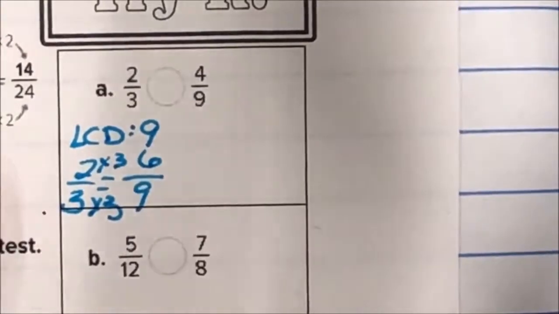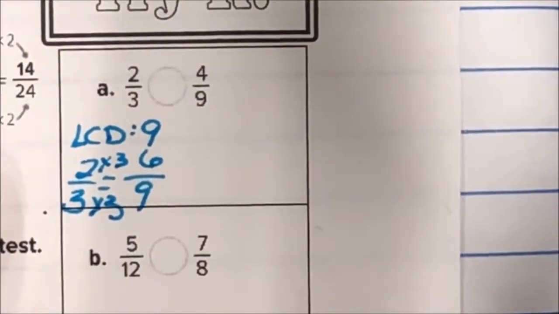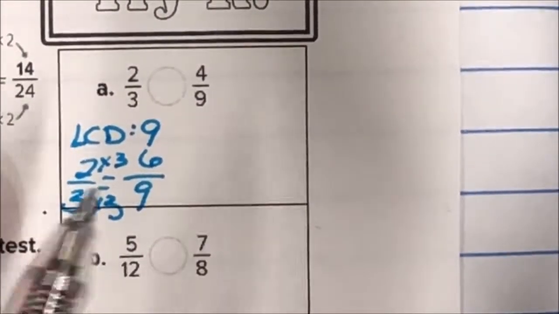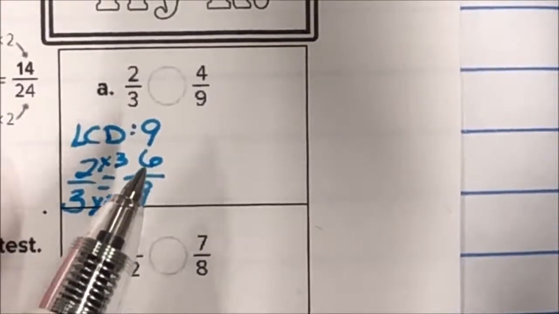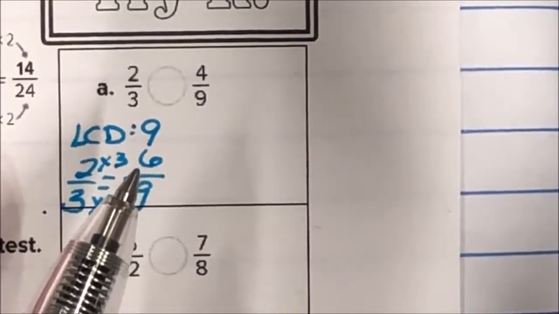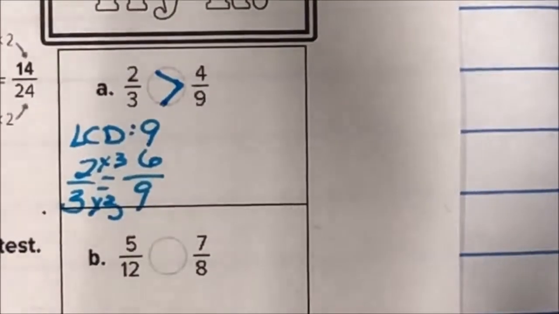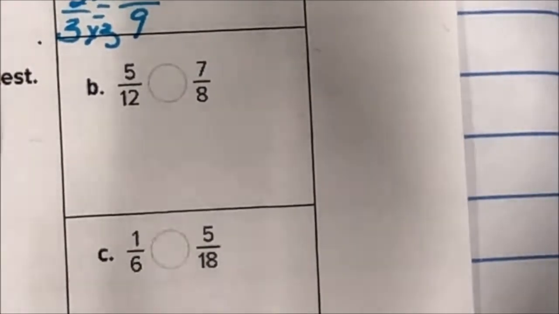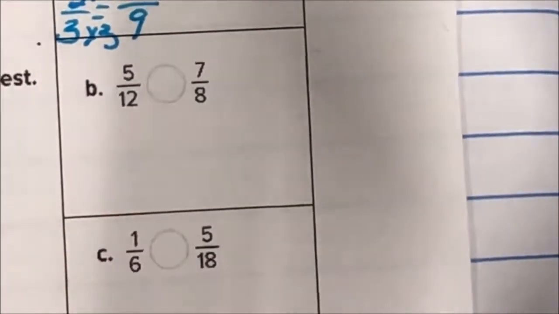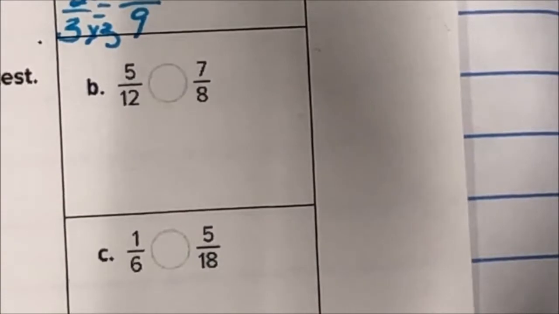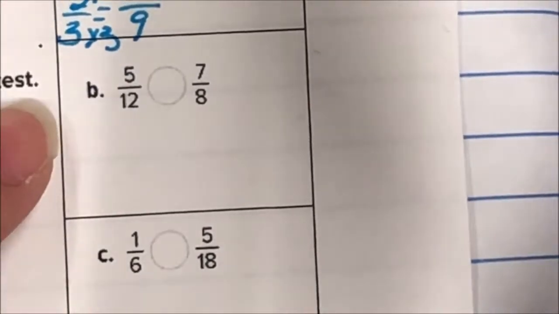4/9 I don't have to change because 9 is already there, right? So I look at my numerators, 6 and 4. 6 is bigger than 4, so 2/3 is bigger than 4/9. Letter B. Letter B says 5/12 and 7/8. So common denominator for 12 and 8 is going to be 24.